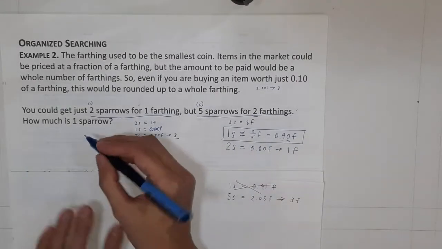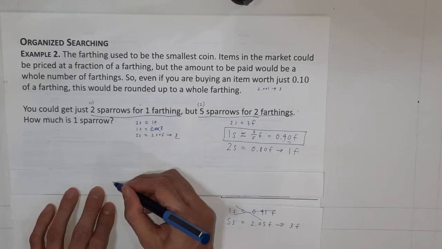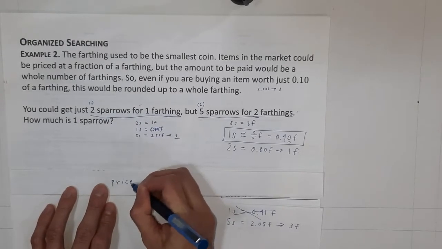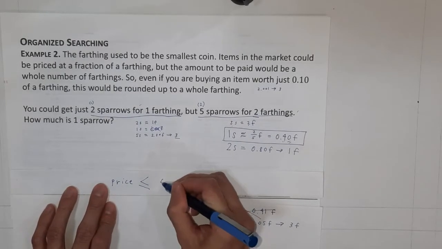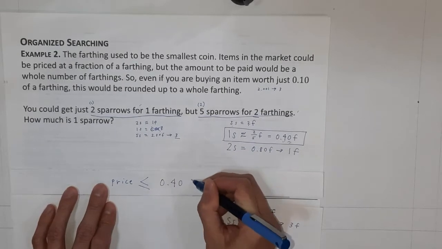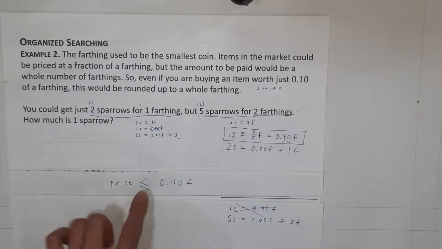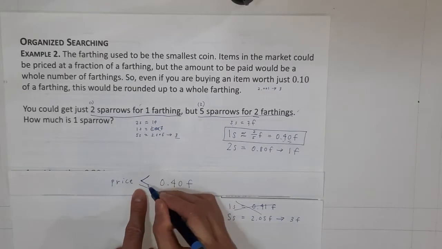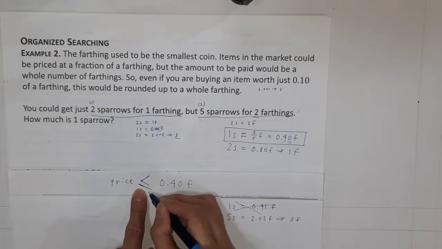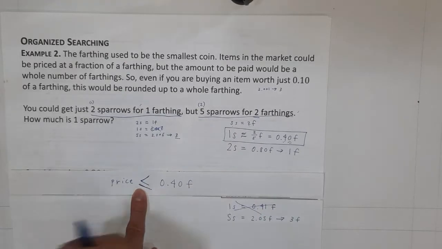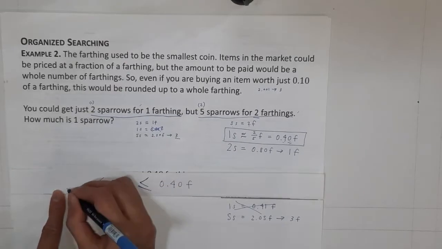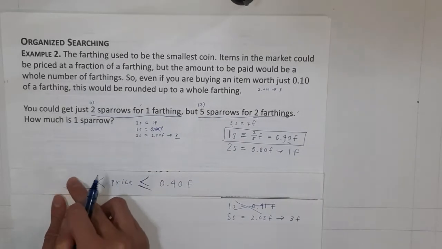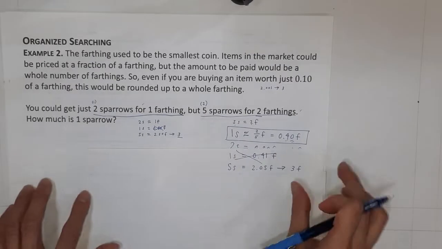So this is impossible. So meron tayong natutunan. Ibig sabihin, the price of a sparrow, the maximum possible price is 0.40 farthings. Yan na yung pinakamataas na pwede niyang presyo. Ang ibig sabihin nito ay less than or equal. So, pwede siyang equal. Pwedeng 0.40 or pwedeng below. Ang tanong ay, what's the lower bound? Ano yung pinakamababang presyo?